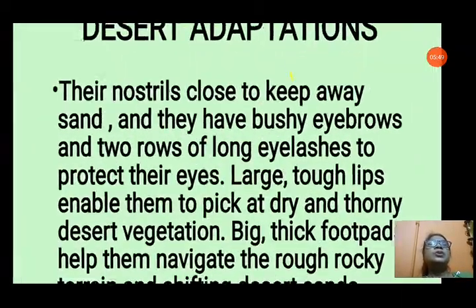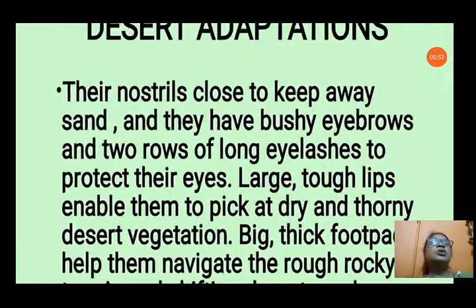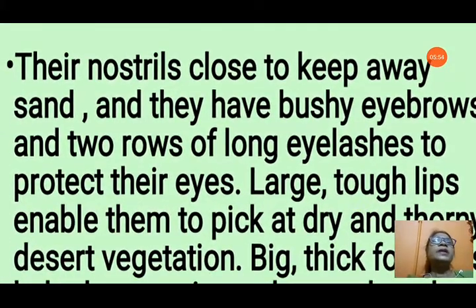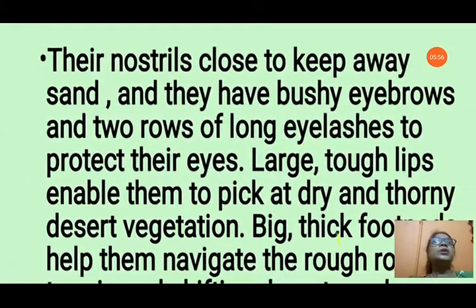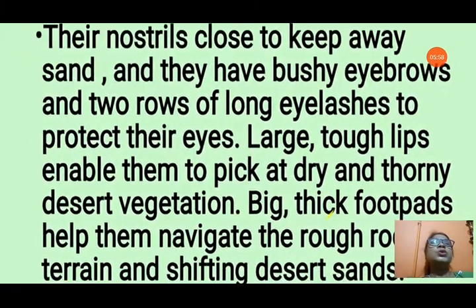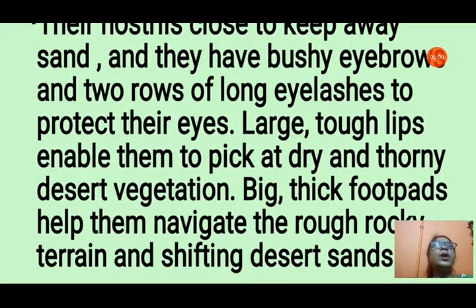Desert adaptation. In the desert, their nostrils close to keep away sand. In the desert, there is sand everywhere. So their nostrils can be closed, and they have bushy eyebrows and two rows of long eyelashes to protect their eyes from the sand that is blowing in the desert. Large tough lips enable them to pick dry and thorny desert vegetation. That means they can chew thorny vegetation, but normal animals cannot chew it because they have large tough lips, and their eyelashes are also very long to protect their eyes from the sand.